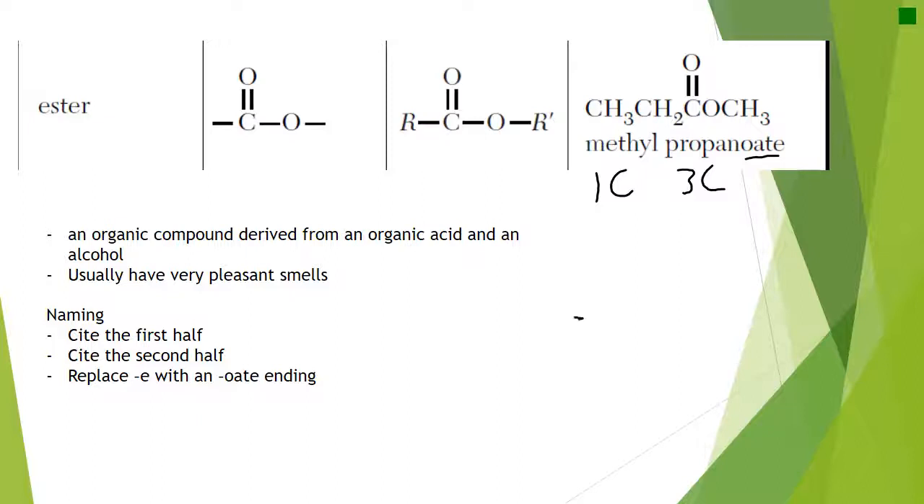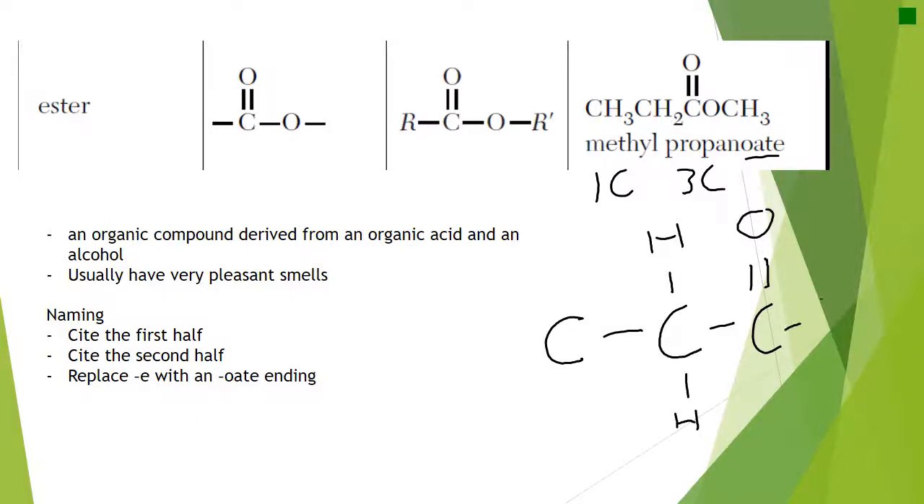So you have your 1 carbon for the methyl part, and then you start your propanoate part here. 2 hydrogens, then you have your second carbon, double bonded, single bond, last carbon. And then you put in all your hydrogens. And that is how you get methylpropanoate.